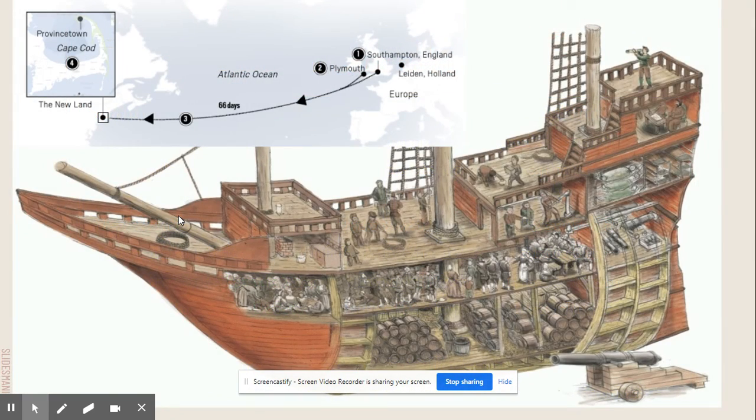Now, how to motivate people to get to the New World. This is a picture of the Mayflower, the famous boat that took the colonists to the New World. And this was the second colony. We'll learn more about this later. But look how cramped these people are down here.